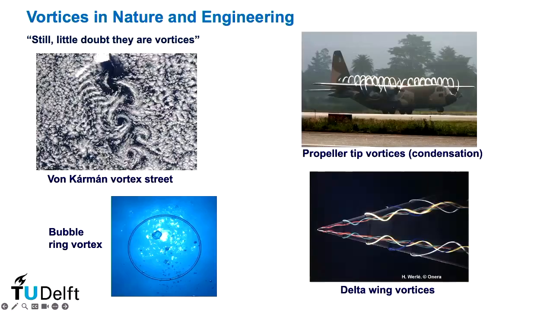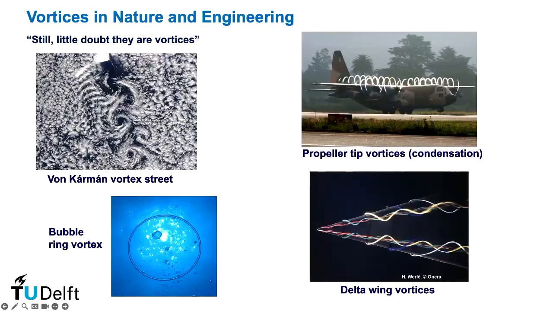In some condition, if there is enough moisture in the air, the tip vortex of these propellers would cause such a low pressure and temperature, especially the temperature, that then you get a condensation. And condensation will then make the vortex region visible, like here. And here, instead, this is artificially made visible.